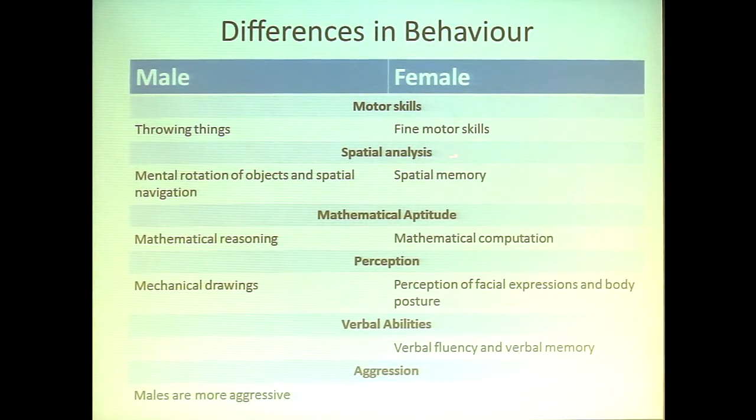In terms of spatial analysis, men were better at the mental rotation of objects and spatial navigation. And women were better at spatial memory than men, interestingly. When it came to mathematical aptitude, men were better at mathematical reasoning, whereas women were better at mathematical computation.